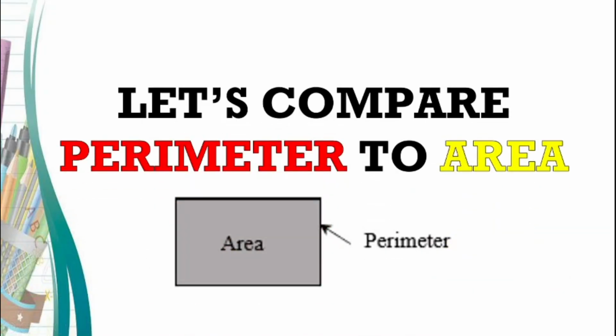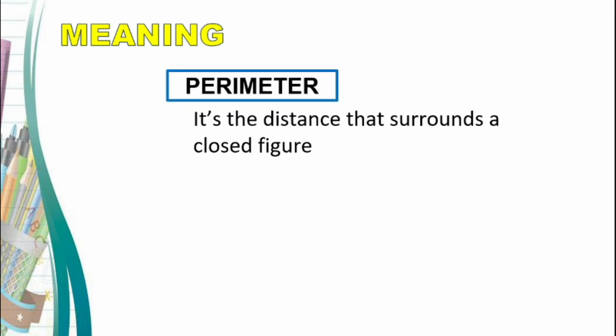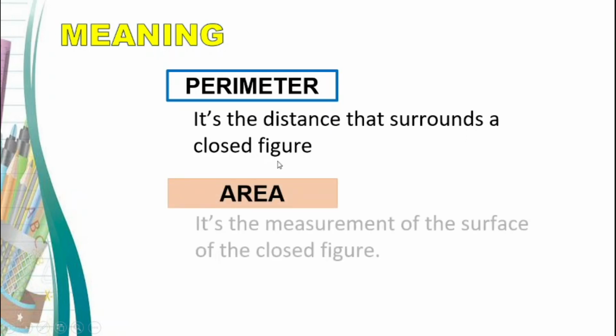So let's compare perimeter to area. So this would be the area and this would be the perimeter. Now let's differentiate this one by its meaning. So when we say a perimeter, it is the distance surrounding a closed figure, while an area is the measure of the surface of a closed figure. Again, measurement of a surface of the closed figure.